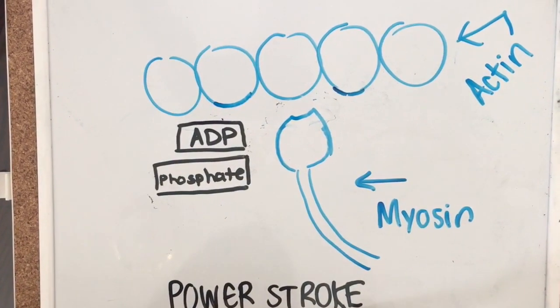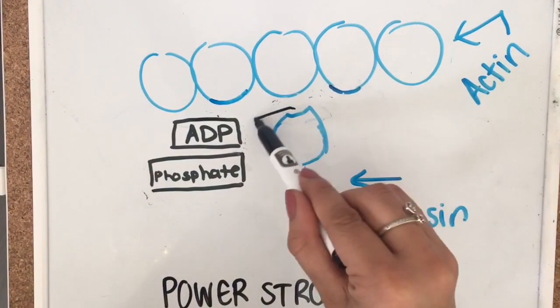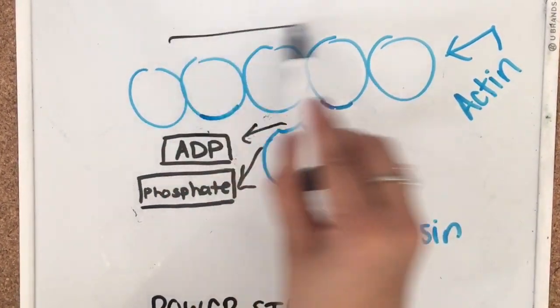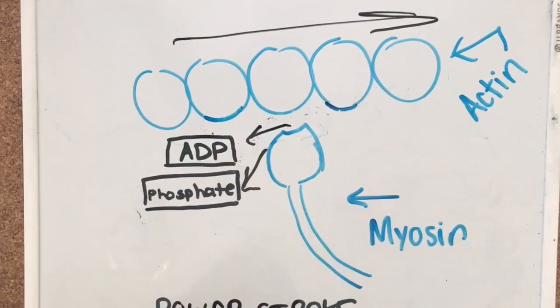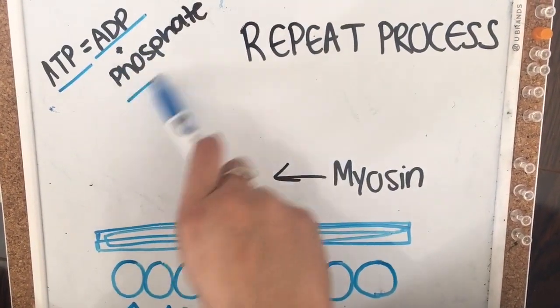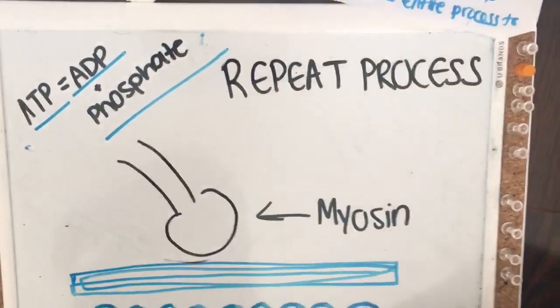During the power stroke phase, the myosin and actin are now attached. The ADP and the phosphate are released from the myosin head, which triggers it to spring forward. When the ATP converts back to ADP and phosphate, the myosin head returns back to its starting position.